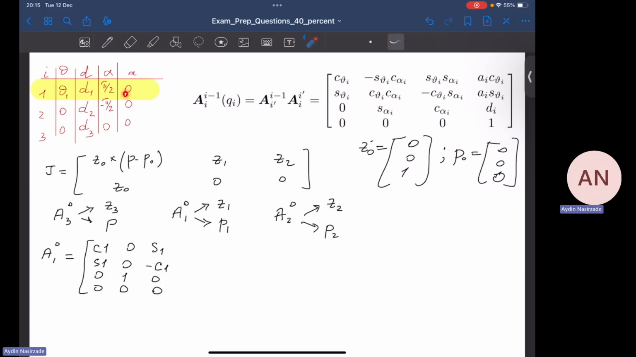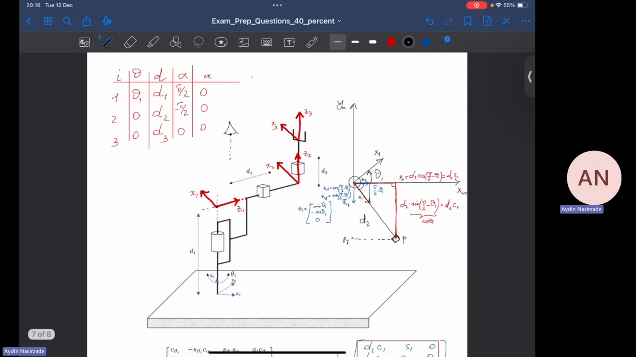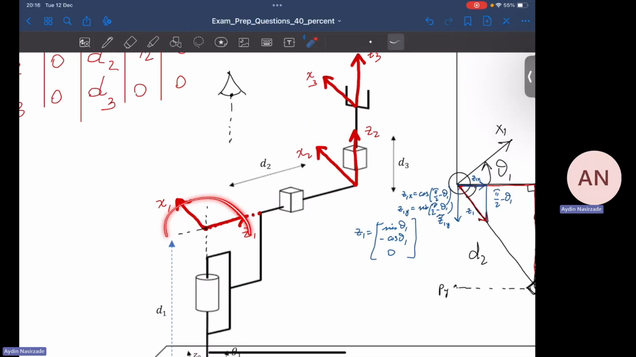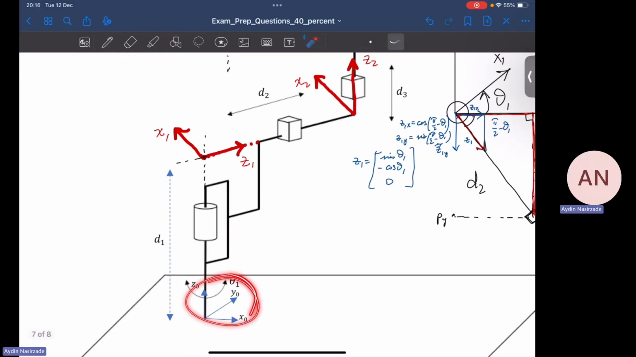Now, A1, what is A1? It's going to be 0. A1, again, 0. This is gone as well. D1, what is D1? D1 is D1, and 1 is right here. So 0, 0, D1, and 1. Okay, so this is the homogeneous transformation matrix of frame 1 with respect to the base frame.